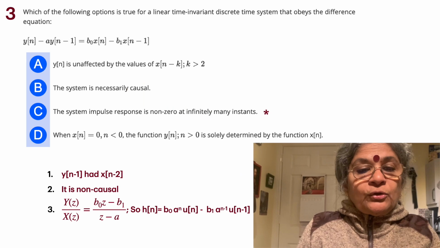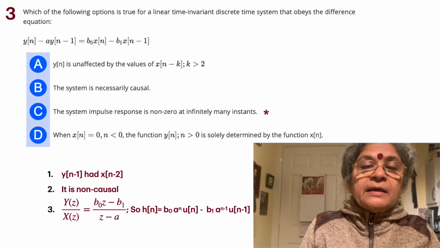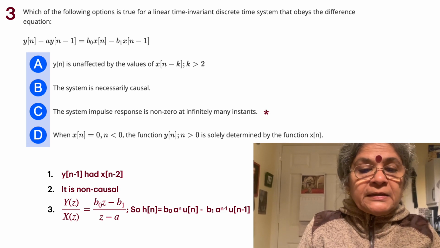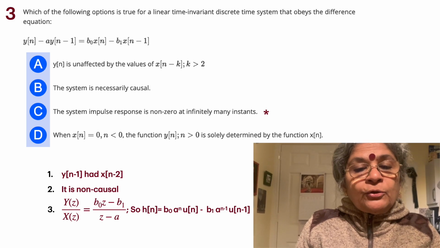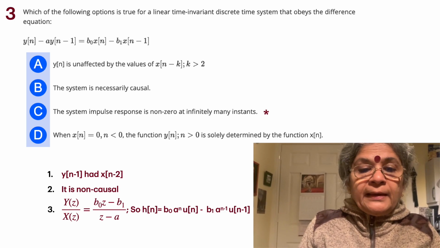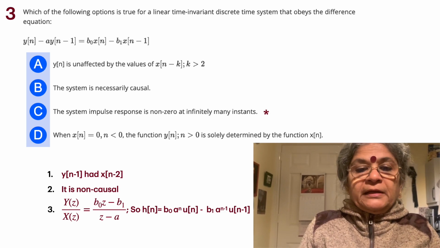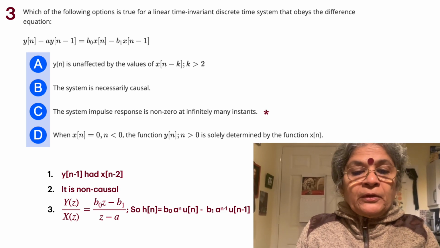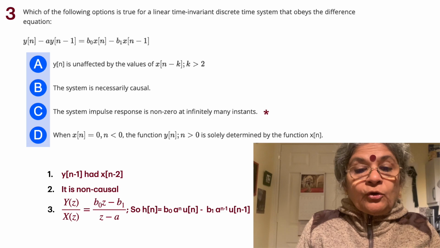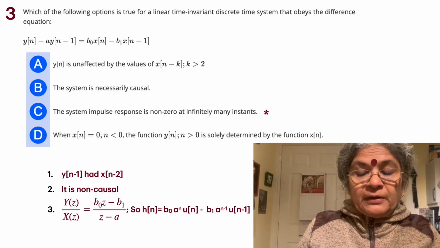That's right, because if you are taking its z transform, as is shown here with y[n minus 1], we see that Y(z) by X(z) is equal to (b0 z minus b1), taking the z transform on both sides, divided by (z minus a). So we see that h[n] is equal to b0 a^n u[n] minus b1 a^(n minus 1) u[n minus 1]. So we have many points at which we have non-zero values. To have zero values, b0 and b1 should be equal to some extent.